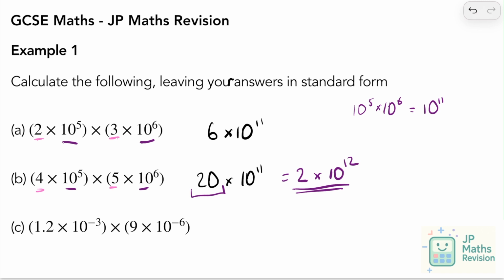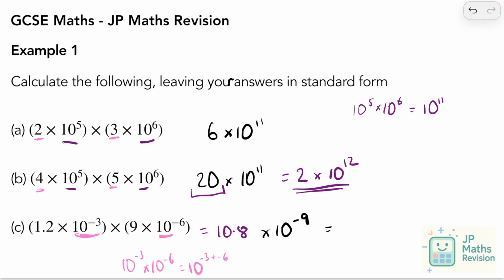This one here, I'm doing 1.2 times 10 to the minus 3 times 9 times 10 to the power of minus 6. So I'm going to start off by doing 1.2 times 9. I know 12 times 9 is 108, so 1.2 times 9 is going to be 10.8. And then I've got 10 to the minus 3 times 10 to the minus 6, so I'm going to add the powers. That's 10 to the power of minus 3 plus minus 6. We've got a plus and a minus, so we minus. So I end up with times 10 to the power of minus 9.